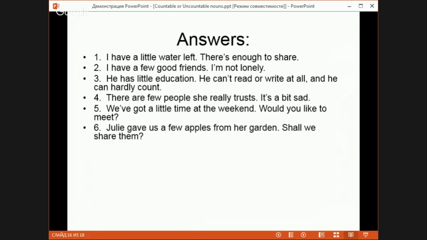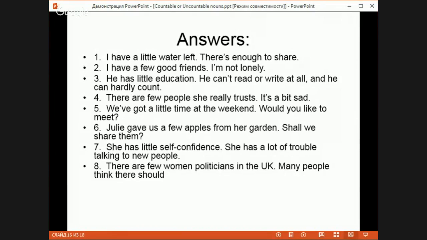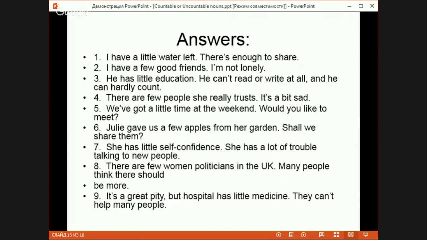6, Julie gave us a few apples. She has little self-confidence. That is why there are a lot of troubles talking to new people. There are few women politicians. Many people think there should be more. Number 9. It's a great pity, but hospital has little medicine. They can't help many people. Very unlucky situation. And number 10. I've got a few cakes to give away. Would you like one? Me? I would like one. Let's move on, shall we?